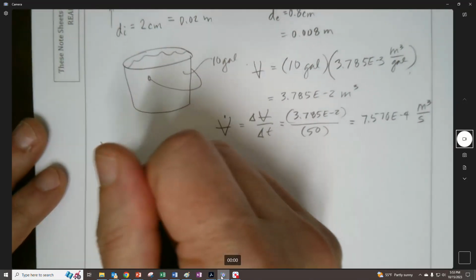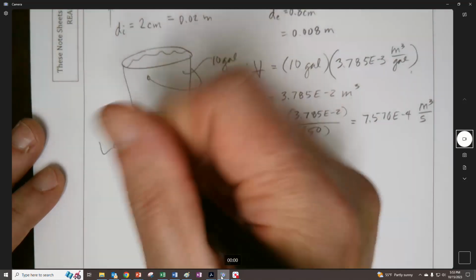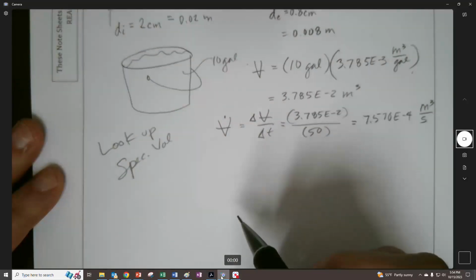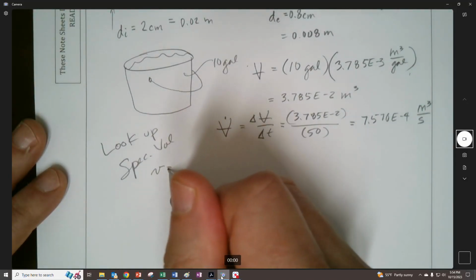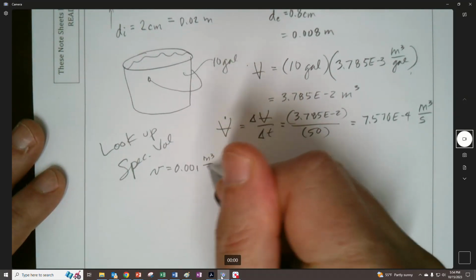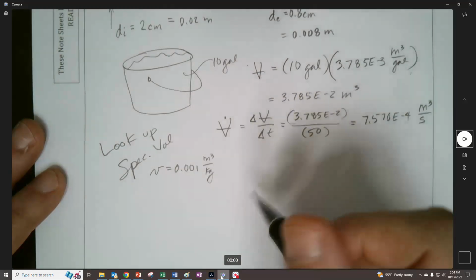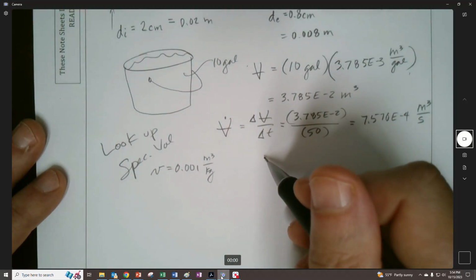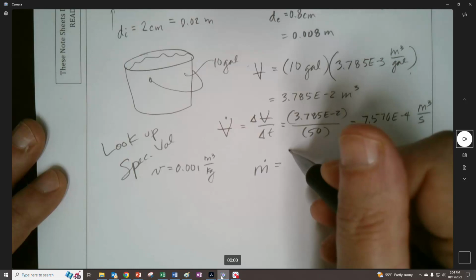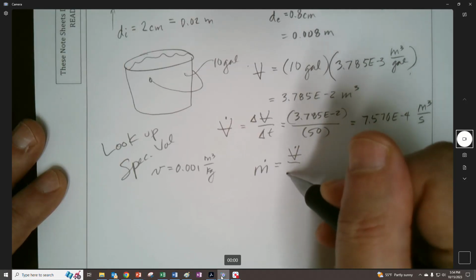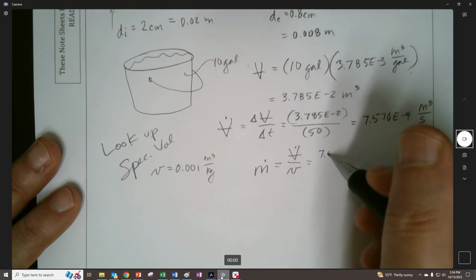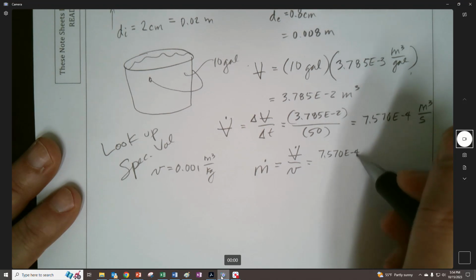Now, we could look up specific volume for water. I don't want to look it up because I have this memorized. It's an approximation. You think they got the hose perfect? So we could find the mass flow rate by taking the volumetric flow rate and dividing it by the specific volume. And if you don't believe me, we could just use units to confirm.